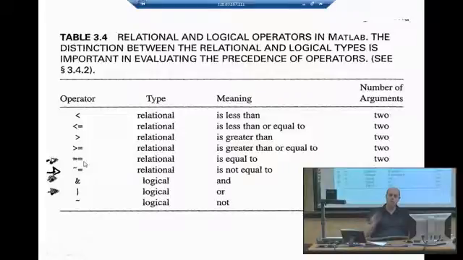Okay? When we want to check to see if A is equal to B, we don't say A equals B, because that would make A equal to B. What we want to do is check to see if A is equal to B, so use a double equal sign. And that's important. The double equal sign is a relational operator. It checks to see if A is equal to B. It doesn't make A equal to B.